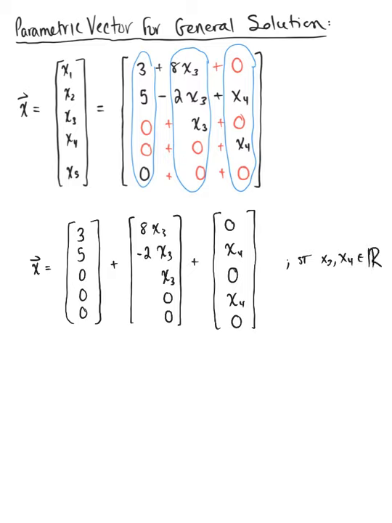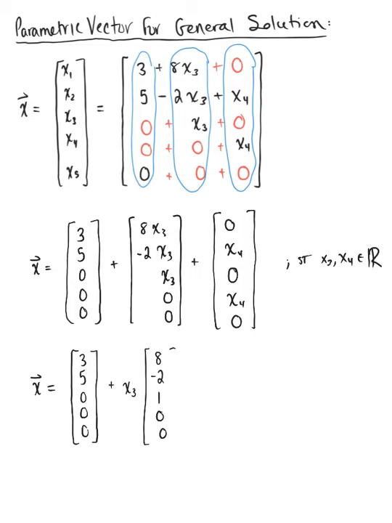Now again, we don't want to leave those scalars in the column vectors. We want to pull them out. So we have vector x. We have that same constant vector, 3, 5, 0, 0, 0. Pulling that scalar multiple of x sub 3 out of the second column vector, we're left with x sub 3 multiplied by the column vector 8, negative 2, 1, 0, 0. And last but not least, pulling that scalar multiple of x sub 4 out of the third column vector, we're left with x sub 4 multiplied by the column vector 0, 1, 0, 1, 0.